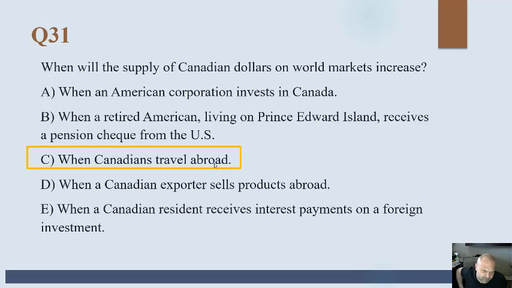If we look at, for example, D, we have a Canadian exporter sells products abroad. Well, in that case, foreigners will be demanding Canadian dollars, not selling them, okay? So whenever you have a Canadian wanting to sell Canadian dollars to buy another currency, that's where you have an increase in the supply of Canadian dollars on the foreign exchange market.